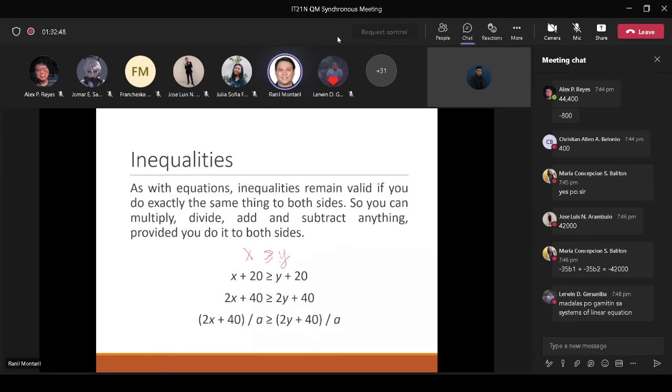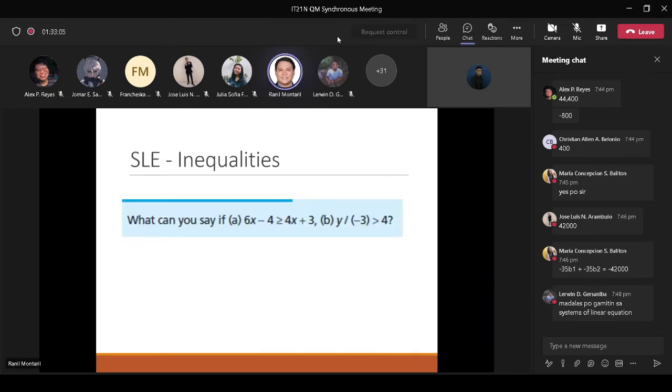Now, normally, if we evaluate inequalities, the answer is not finite na katulad ng equation. Si equation, finite na 600, 400, 800. Pero pagdating kay inequalities, it's a range. Range ang kanyang sagot.